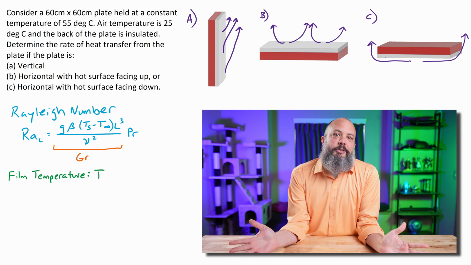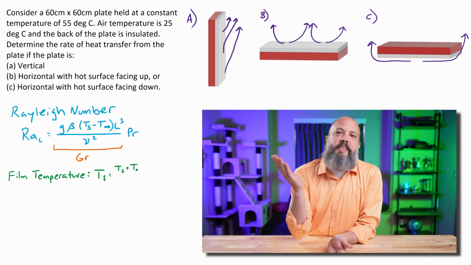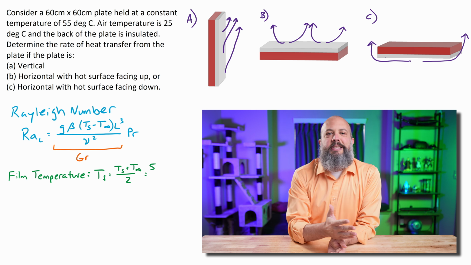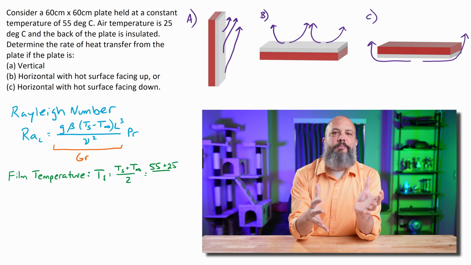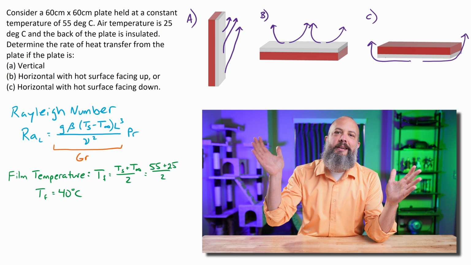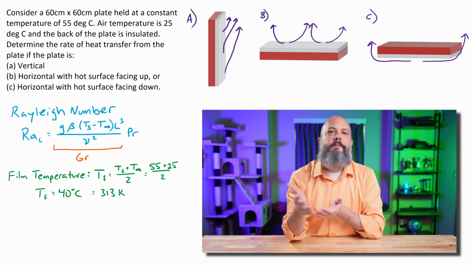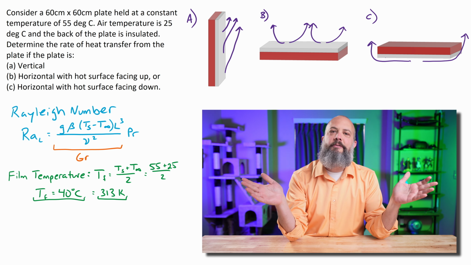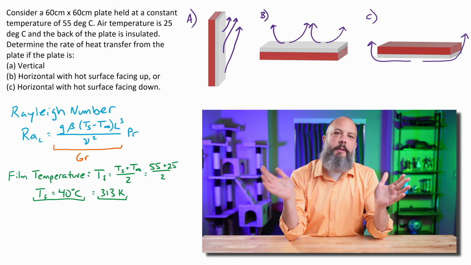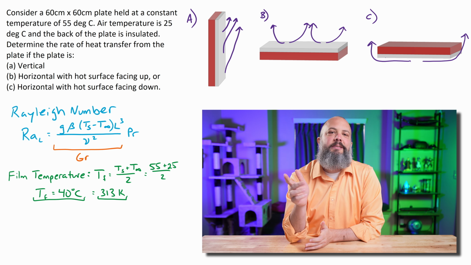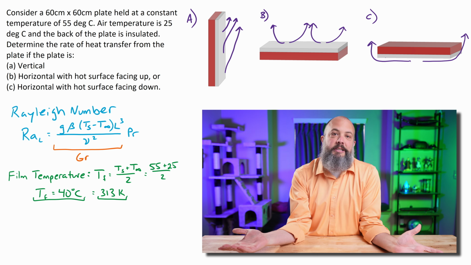When we do go back to the tables to look up temperatures, everything's going to be at the film temperature. So this is the average between the surface temperature and the bulk temperature. For this problem, 55 degrees and 25 degrees, we'll average those together. We're going to look up all of our properties at a temperature of 40 degrees Celsius.